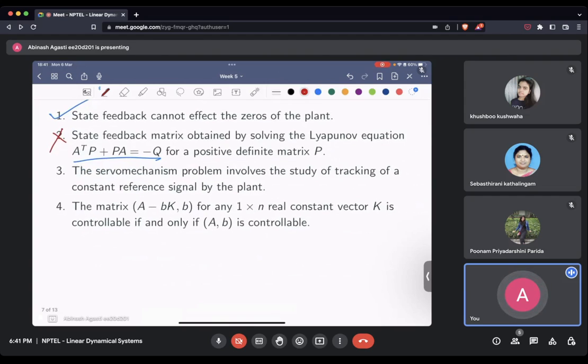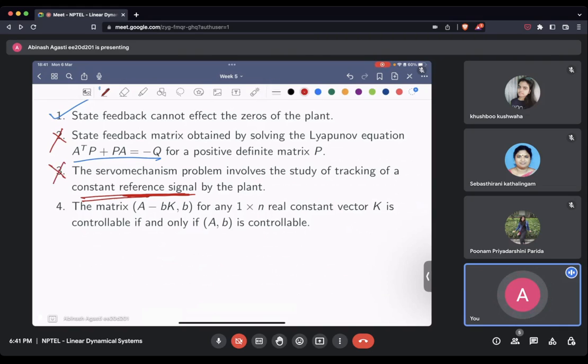Then the servo mechanism problem involves a study of tracking of a constant reference signal by the plant. Now, the servo mechanism is a very broad area. It can involve tracking constant reference values, or let's say constant velocity reference values, or constant acceleration reference values. So it is kind of a whole set which involves a constant kind of tracking. But it is not necessarily restricted to only a constant reference signal. Like you could have a ramp also, and that is also loosely told as servo mechanism. So this is also wrong.